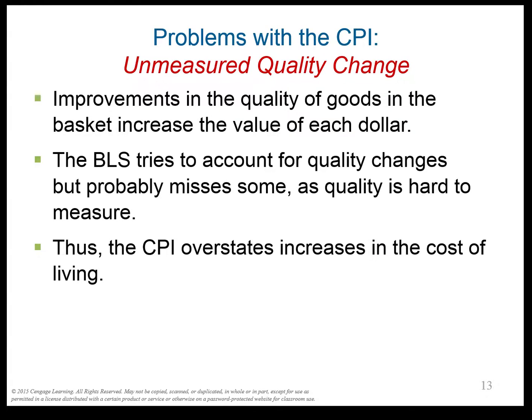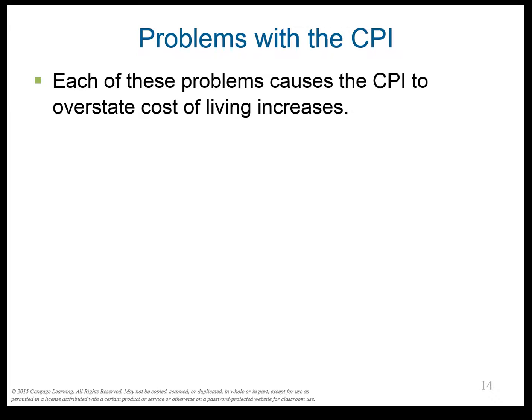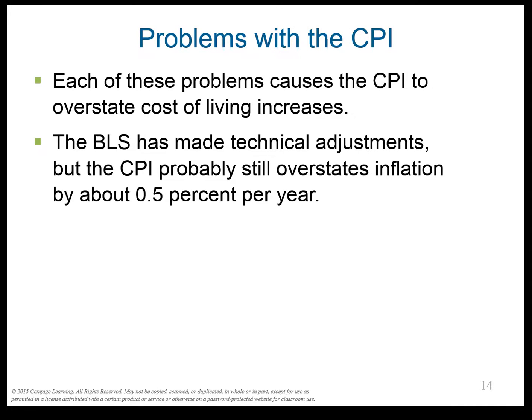All right, so here's this problem with unmeasured quality change. CPI always will overstate the cost of living when we have this problem going on also. Okay, so here's the summary: each of these problems causes the CPI to be too high. It's going to give an estimate of the inflation rate, or the change in prices, that is too large. In all honesty, the BLS has done a really good job. It's much better than it used to be, but some economists still think it overstates inflation about 0.5% each year. So it's close, but it's not exact.